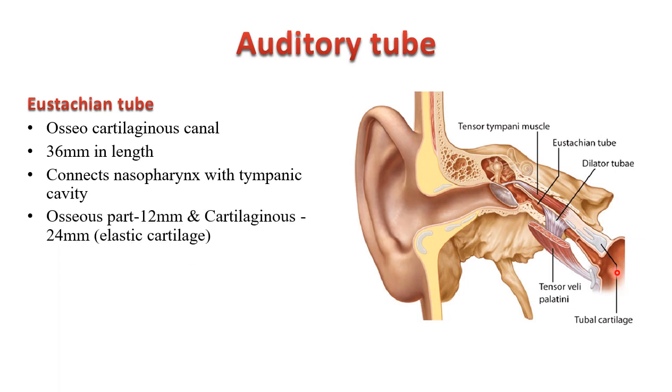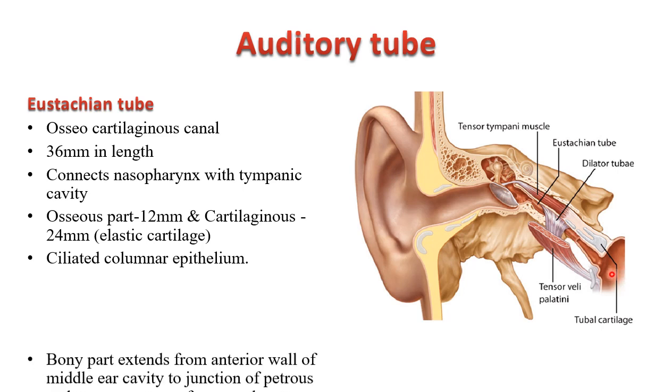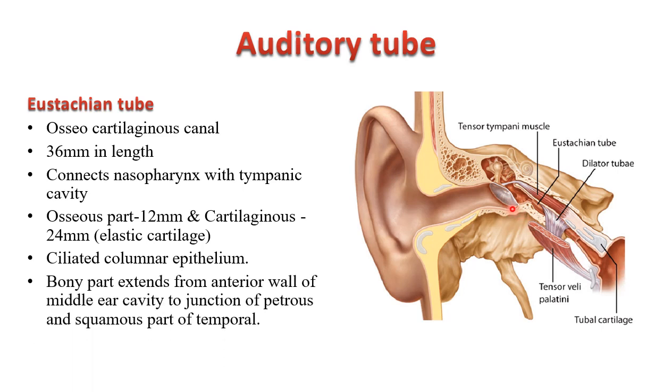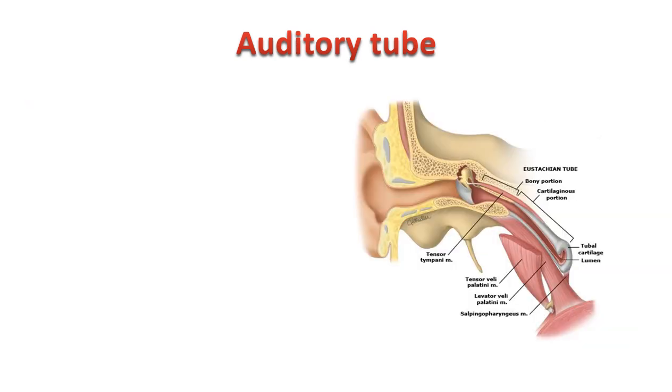The cartilaginous part is 2/3 in length, whereas the osseous part is only 1/3 in length, and it is lined by ciliated columnar epithelium. The bony part actually extends from the anterior wall to the junction of the petrous and squamous parts of the temporal bone. Between the petrous and the squamous part of the temporal bone, up to that is the bony part.